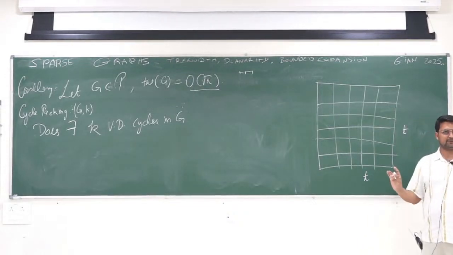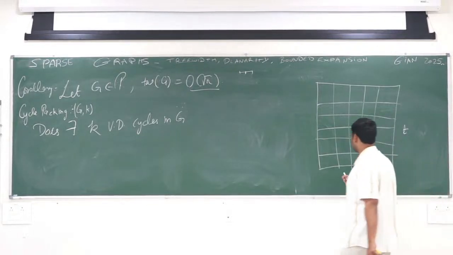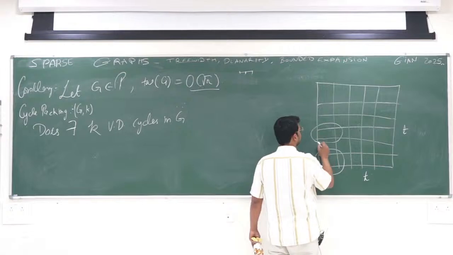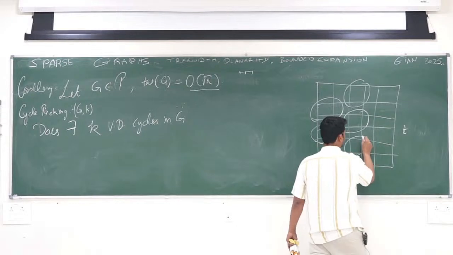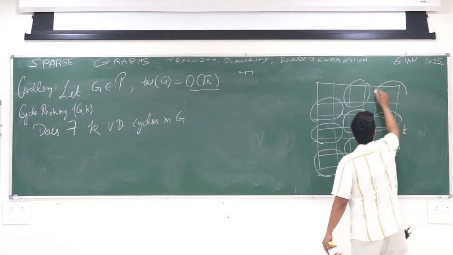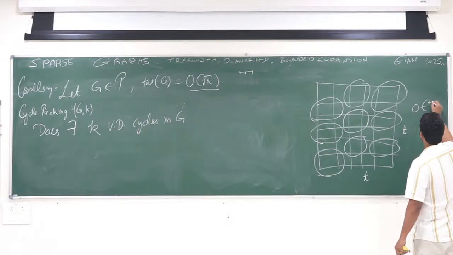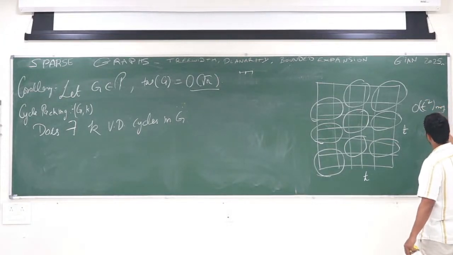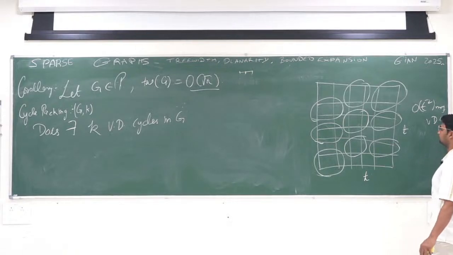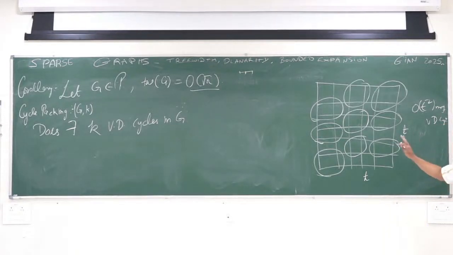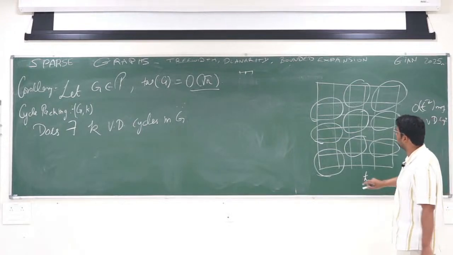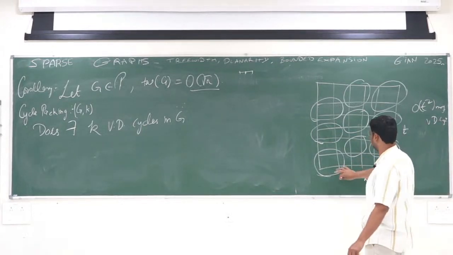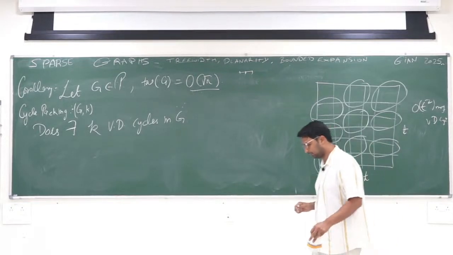Let's say you have a T by T grid. This is your input. We can divide this into order T square many vertex disjoint cycles. Every T by T grid has order T square many vertex disjoint cycles. There are many other vertex disjoint cycles also if you want to find, but this is one way to get T square vertex disjoint cycles.